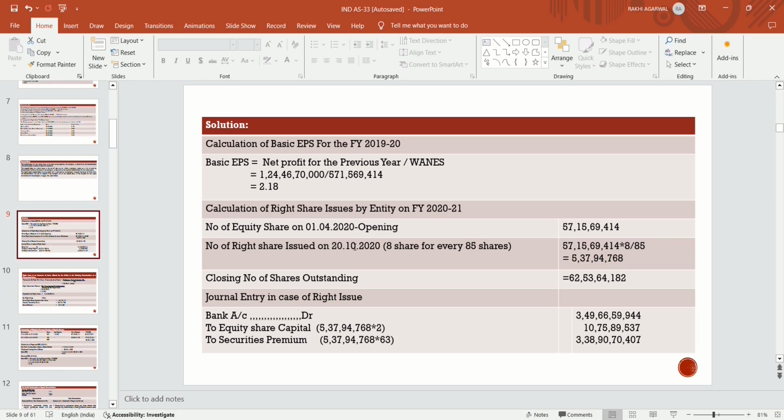Now the journal entry in case of rights issues. The entity had issued rights shares and collected money from the investors. Bank account debit to equity share capital, in the form of equity share capital, because the face value of the share is 2 rupees.